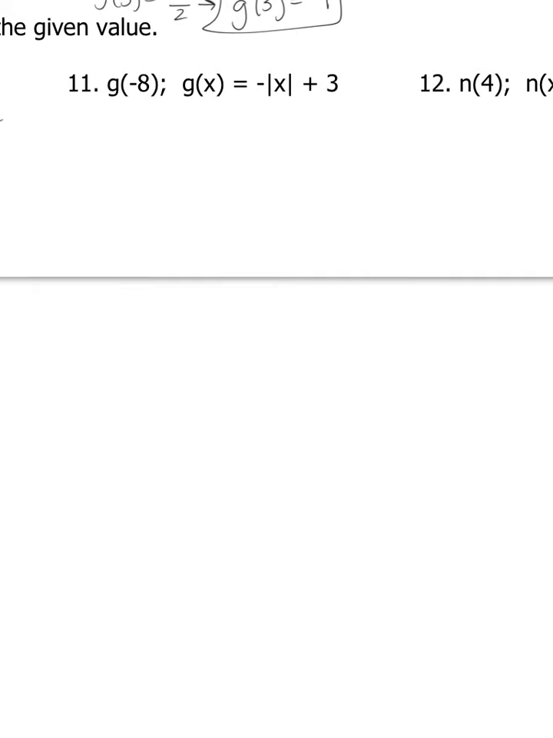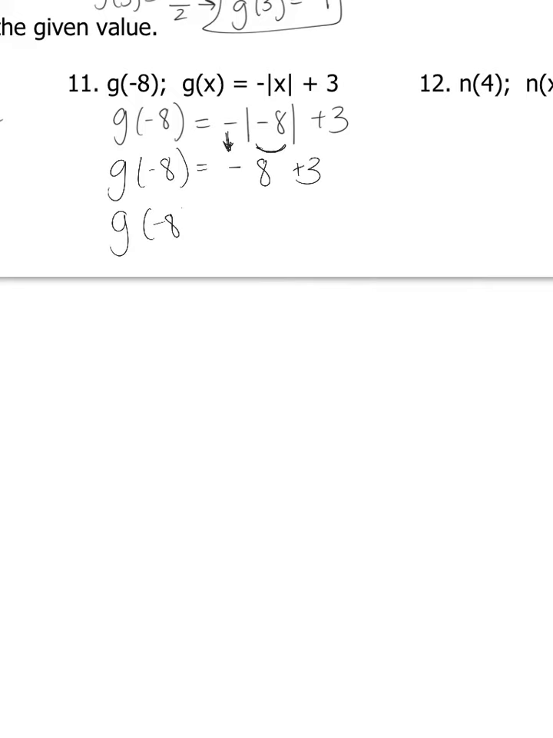For the next one, if I plug in -8, g of -8, I have -8 within absolute values. Absolute values are the distance away from 0, so in other words, get rid of that negative, but I still have this negative out here. So that means, again, this negative is staying, but then this guy gives me +8, but I still have the negative out front, and then +3. So -8 plus 3 is going to give me -5 for my total answer.